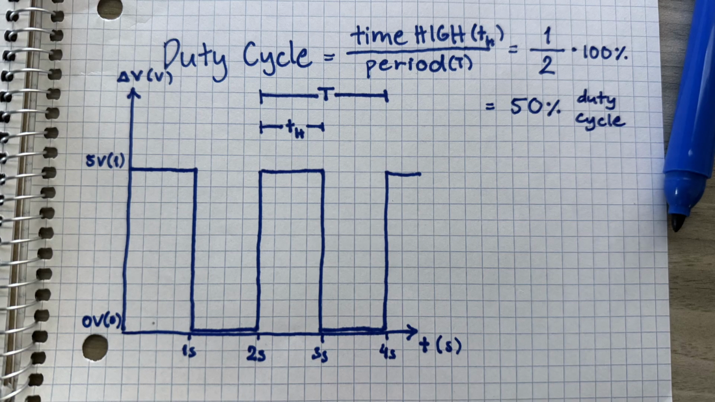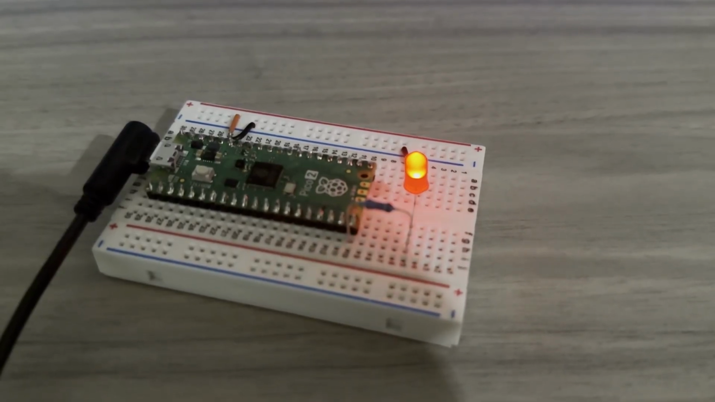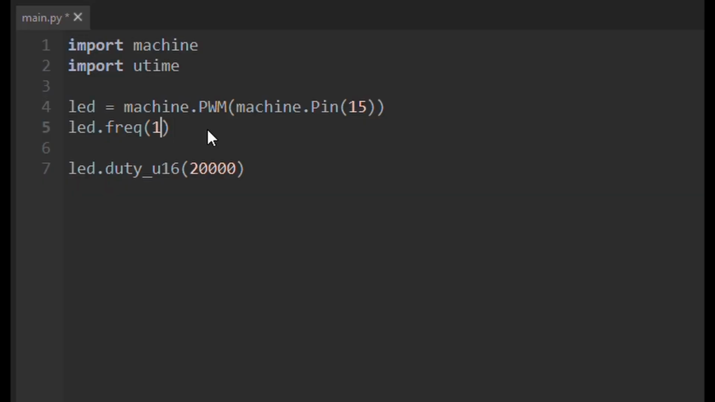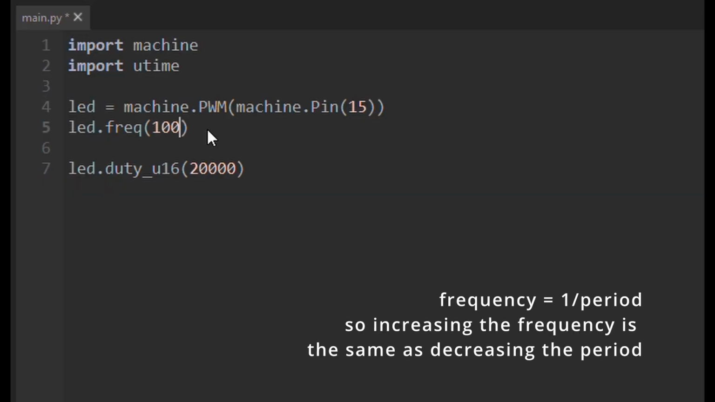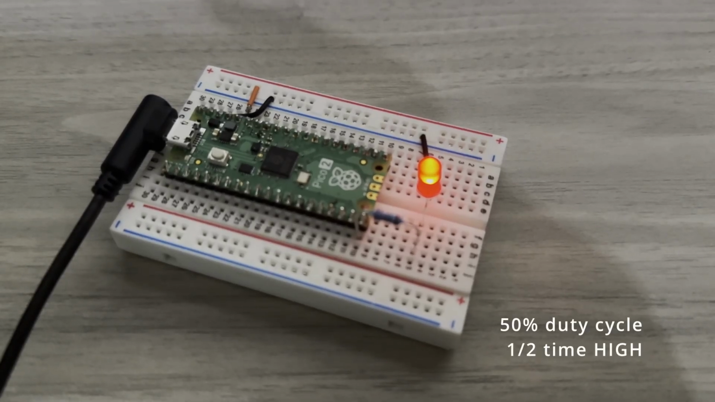Now imagine if this graph was the LED input. When you look at the LED, you would see it blinking on and off every 1 second. Now if we decrease the period to a pulse that is too fast for our eyes to process, we would see a dimmer LED since it is only on for half the time.